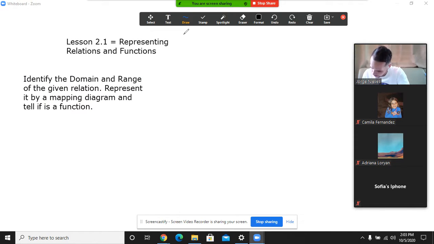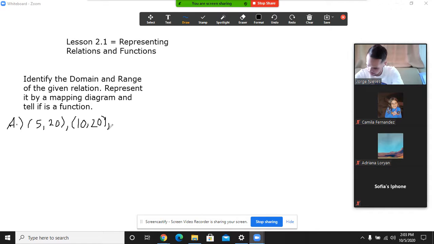Okay. Imagine I got these relations. Tengo las siguientes coordenadas. La primera sería 5 and 20, o 5, 20. 10, 20. 15, 30. And 20 and 30.